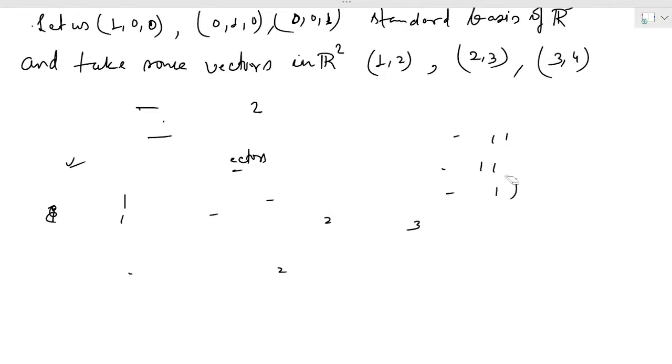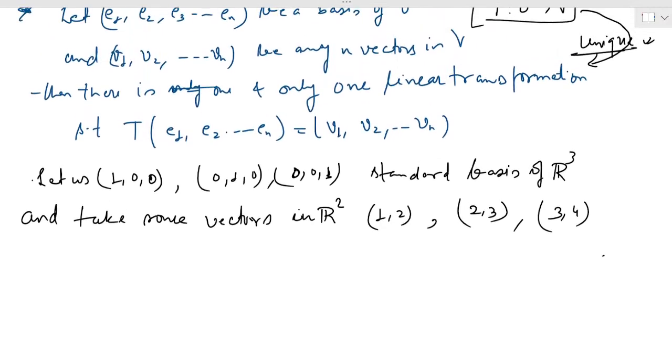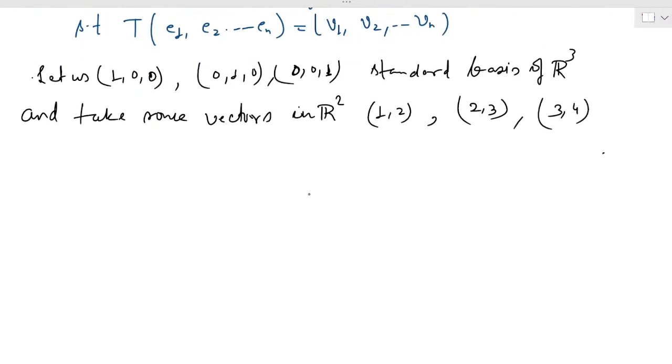I have to first connect it. So let me connect it first. What is the connection? Understand again, I'm reiterating: if you have a basis in U, and if you have vectors in V, then there is only one transformation that connects the bases to these vectors. So let me write this thing.